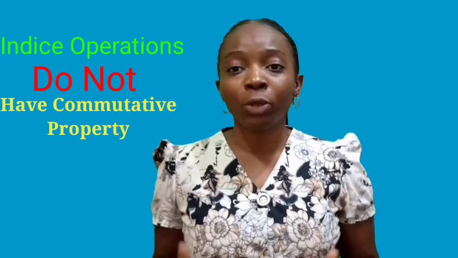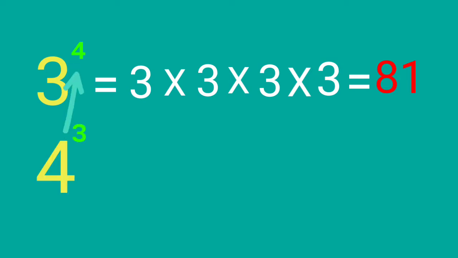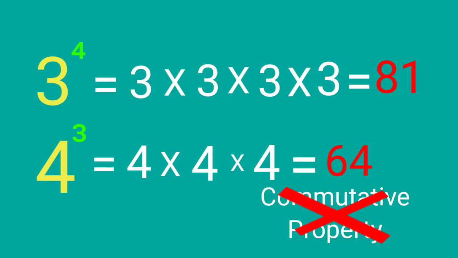A very important thing we also need to note about indices is this: indices does not have a commutative property. What do I mean by that? When the order is interchanged, you cannot get the same result. For example, if you have 3 to the power of 4, you're going to have 3 times 3 times 3 times 3, which gives us 81, right? Then when you switch it, 4 to the power of 3, you're going to have 4 times 4 times 4, which gives us 64. You can see the answers are not the same. Therefore, indices does not have a commutative property.